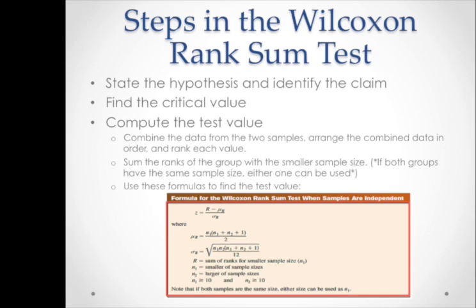Here are the steps for the Wilcoxon Rank Sum Test. First, we want to state the hypothesis and identify the claim. Secondly, we want to find the critical value. And thirdly, we want to compute the test value. Combine the data from the two samples, arrange the data in order, and rank each value. Add together the ranks of the group with the smaller sample size. If both groups happen to have the same sample size, either one can be used, as you'll see later.